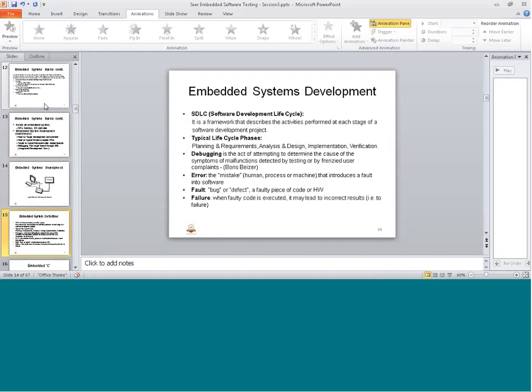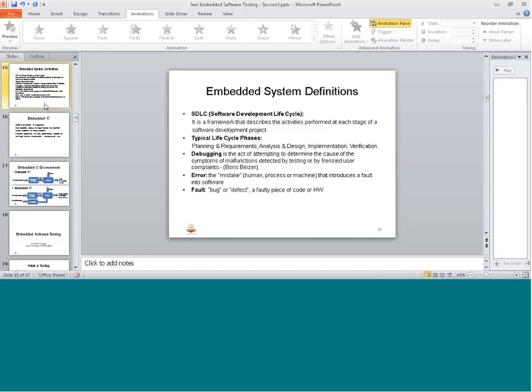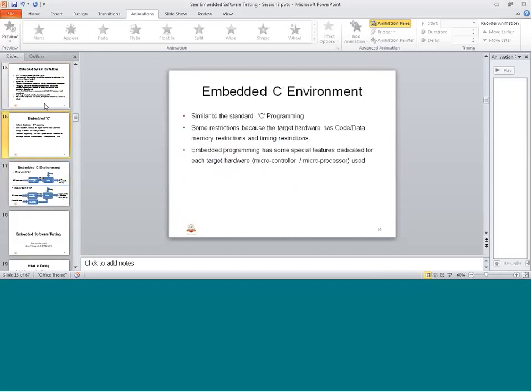Similarly, we had the embedded C, how that is used for development. This is required because for some of the manual testing we may have to understand the embedded C language, which will be for debugging and testing perspective on the target side.